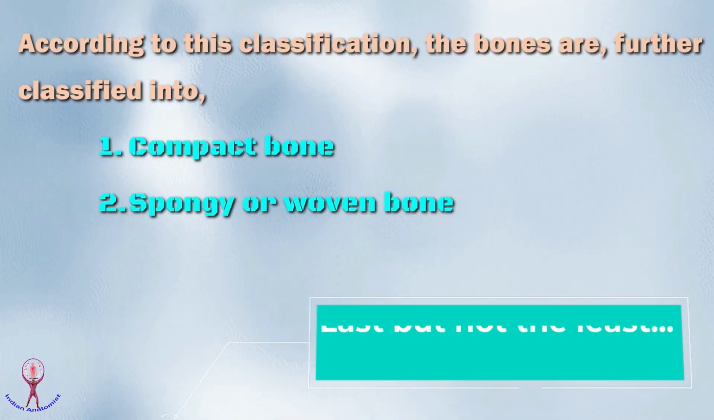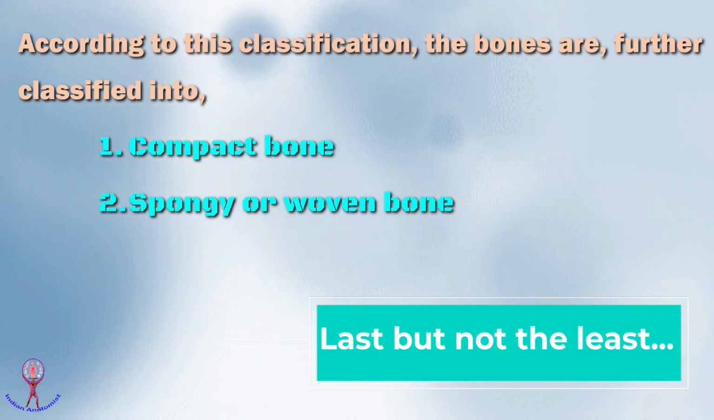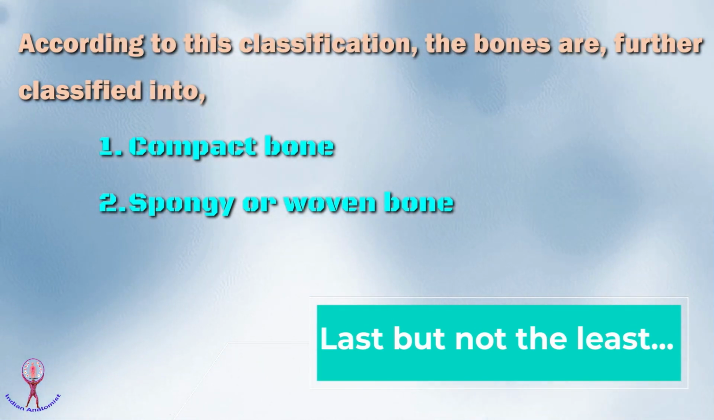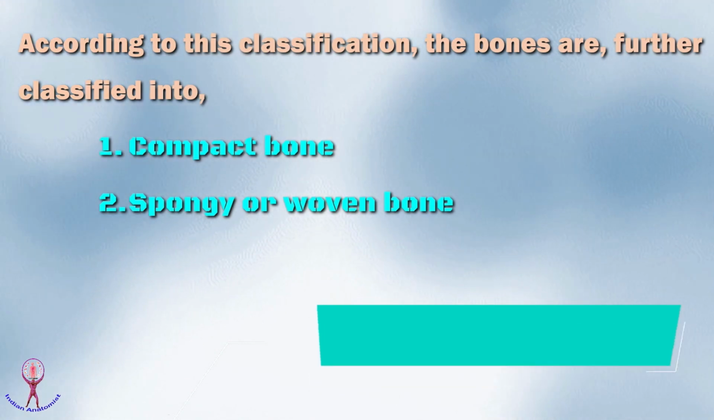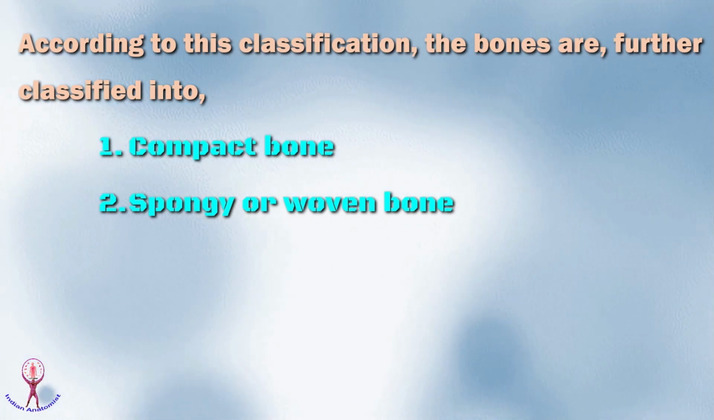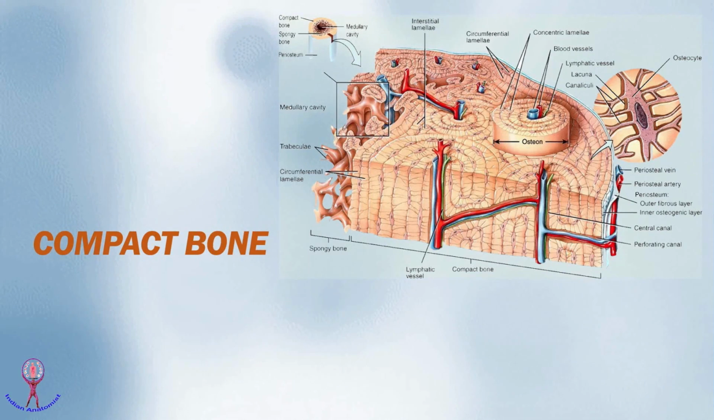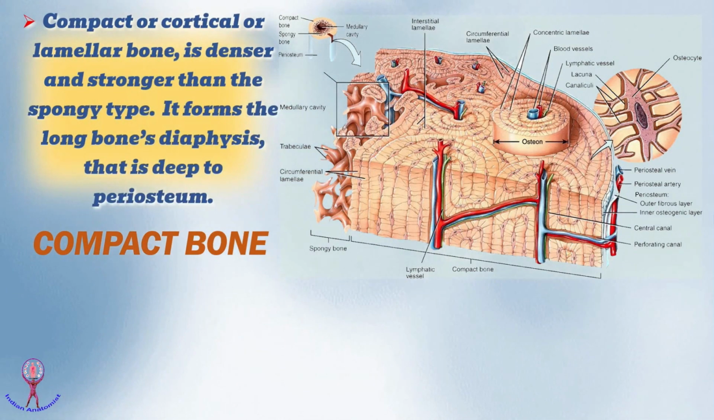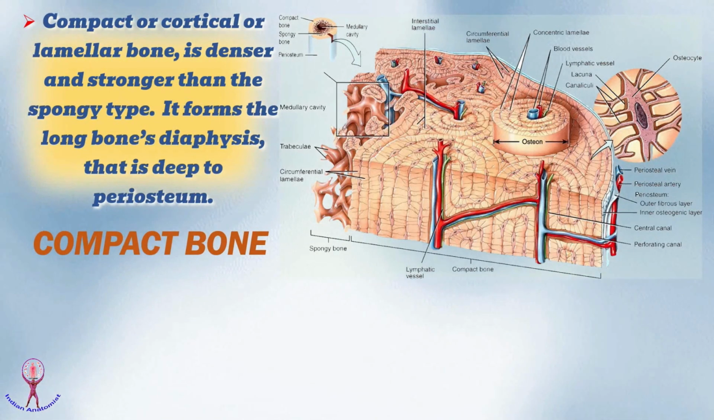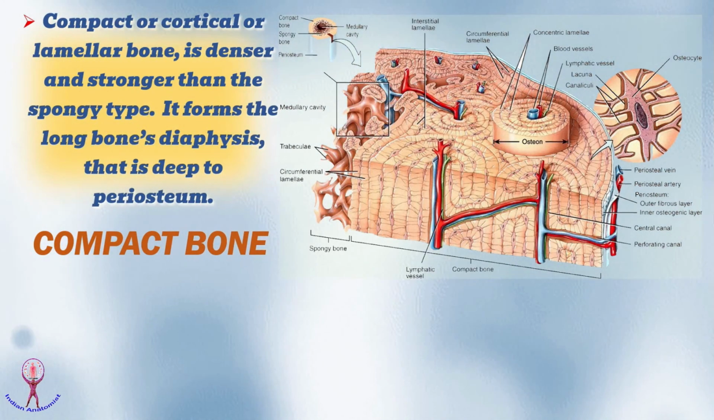Now coming to the last classification, in which the bones are classified according to their structure. They are classified further into 1. Compact bone, and 2. Spongy or woven bone. Let's find out more about compact and spongy bone. Compact, or cortical, or lamellar bone, is denser and stronger than the spongy type. It forms the long bone's diaphysis, which is deep to the periosteum.